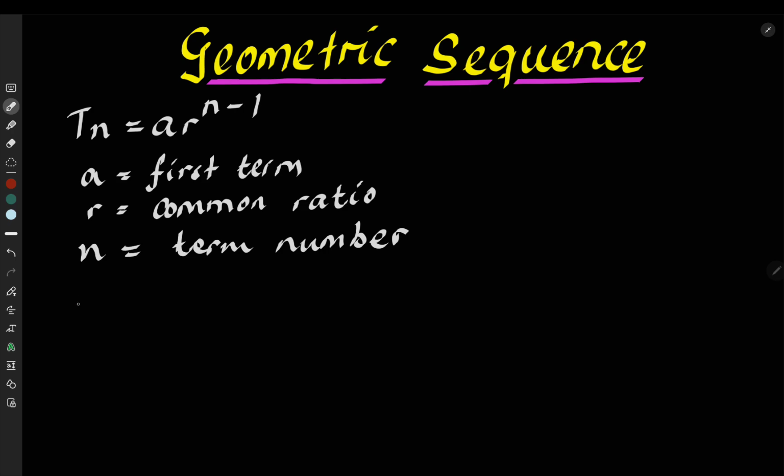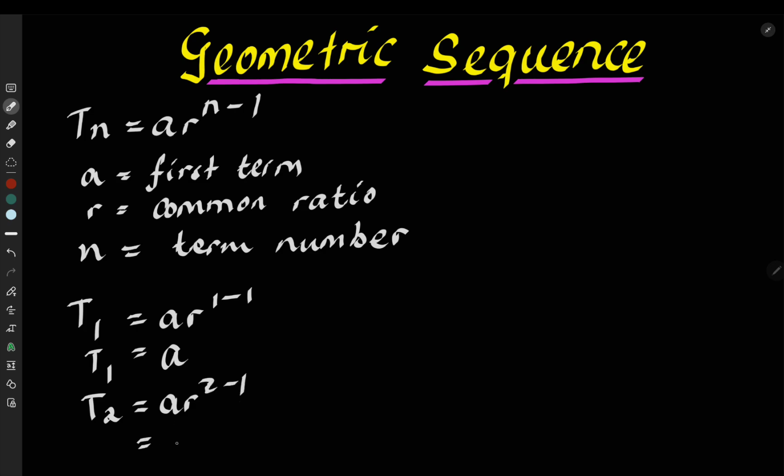For instance, if we substitute 1 there on the n, we'll get a times r to the power 1 minus 1. In this case, that will be 1 minus 1, it's 0. You know that any number raised to power 0 will be 1. So it's just A. Then your T2 will be, if you punch in 2 there, AR to the power 2 minus 1. In this case, that will be AR only, since 2 minus 1 is just 1. You can also determine the third term, and term 3 is equal to AR squared.